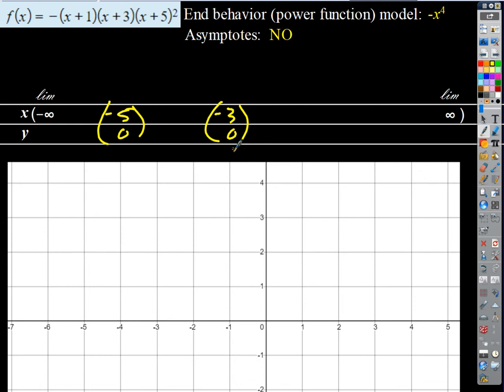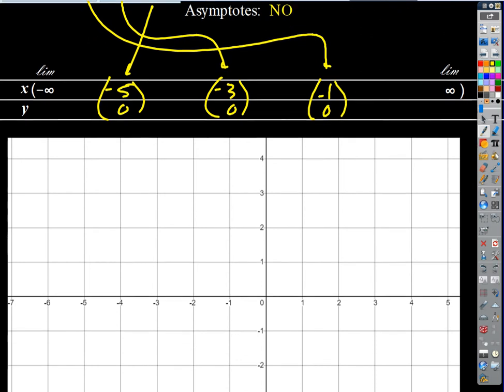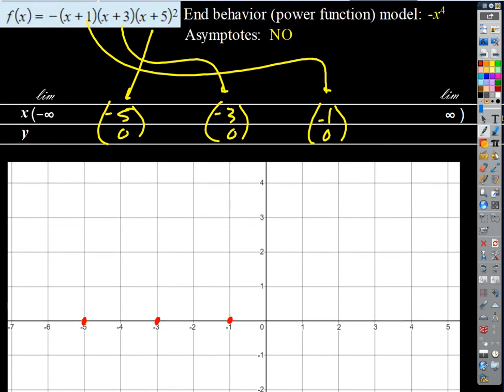So we get zeros at -5, -3, and -1. We can put those on our graph. At -5, we get a zero. At -3, we get a zero. At -1, we get a zero. And we can even tell what's going on at those zeros. Is it bouncing off or cutting the x-axis? It's cutting the x-axis at -1, cutting the x-axis at -3, and it's bouncing at -5. So we got it, right?